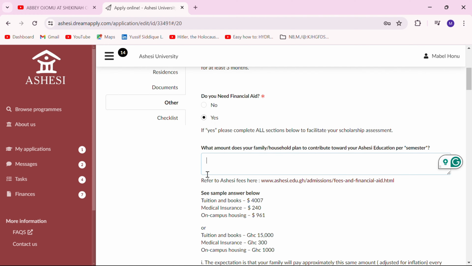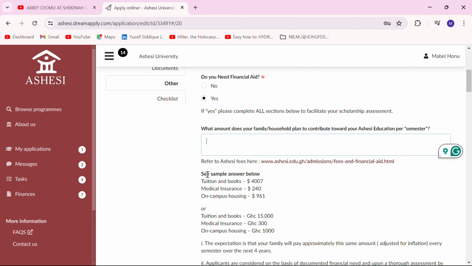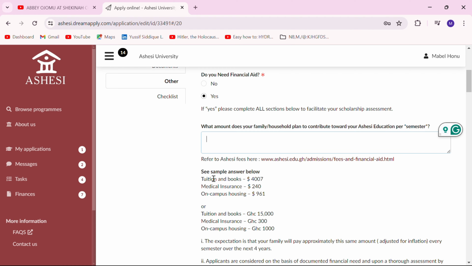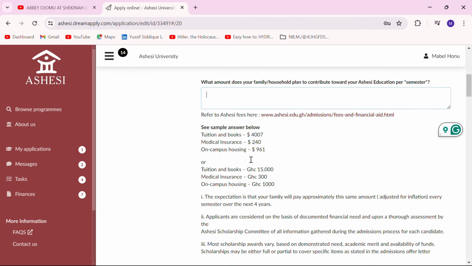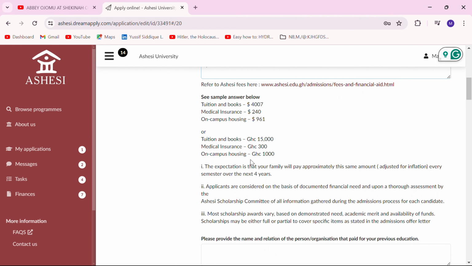So note that the amount you put here is what your parents are going to be contributing for your 4 years here in Ashesi University. So they'll be paying that amount every semester for the 4 years. So you just be sure that your parents can actually support with that amount of money for your 4 years of education in Ashesi. So there are samples here of how you can do it, the formats. Make sure that it is in dollars, like I mentioned earlier.